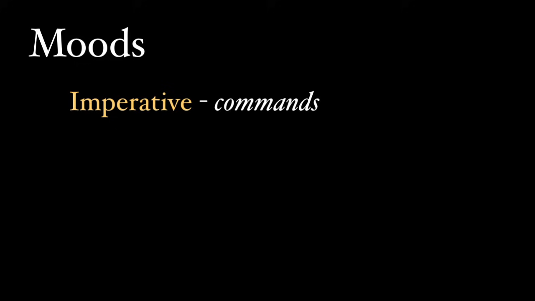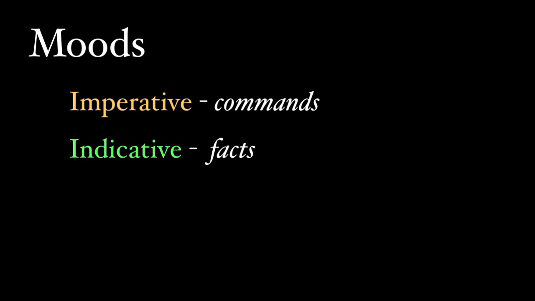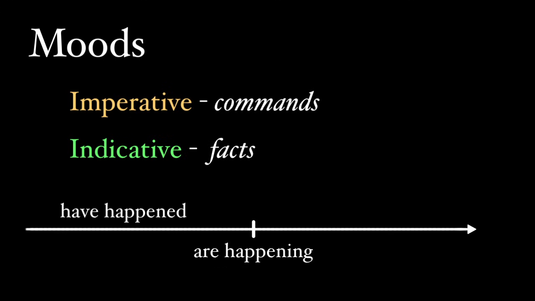The subjunctive is one of three moods in Latin, and English, by the way. There's also the imperative, these are commands like look or gimme, and the indicative. The indicative mood is really what you first learn in any language. Because of this, my students call this the regular mood of the verb, but really it's the factual form of the verb. It indicates things that have happened, are happening, or will very likely happen.